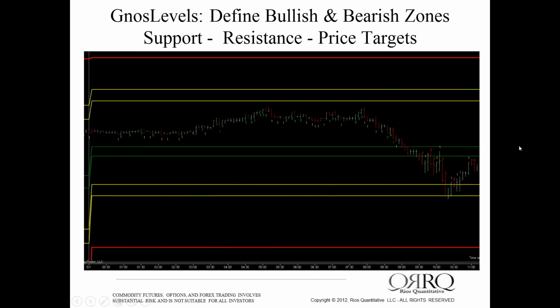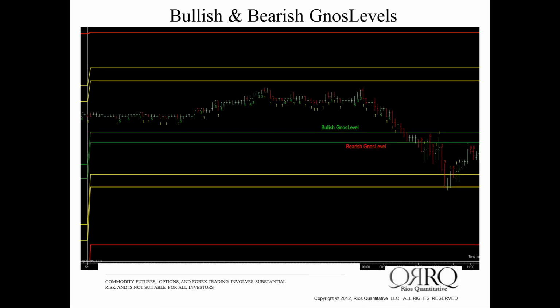So let's take a look at what these levels truly mean. The mid-level is called the bullish NOS level. We'll just refer to it as the bullish level from this point forward. NOS, by the way, G-N-O-S, is know, K-N-O-W, in Greek, or gnosis is the root word for knowing. So know the level. Know your bullish level. Know your bearish level. That's what NOS is.